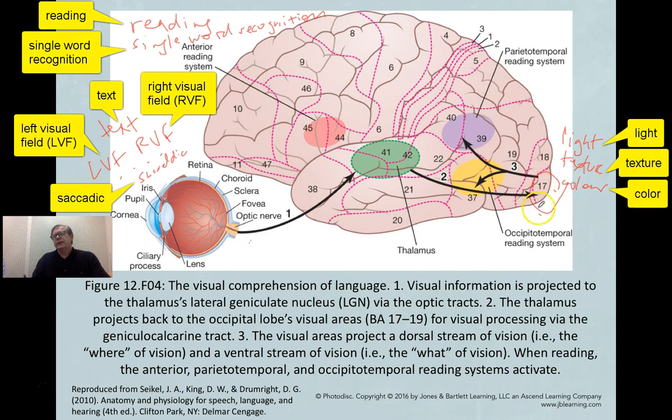So area 17 processes the very simple changes in the pattern of light that we see. 18 and 19 become more specialized and process things like texture, color, motion. So we see an increasing specialization as we go deeper into the cortex in the occipital lobe.